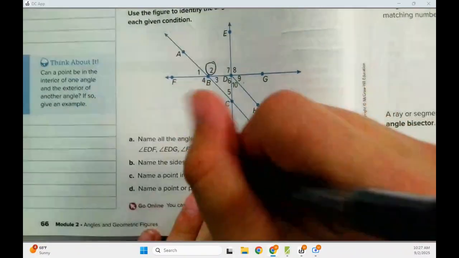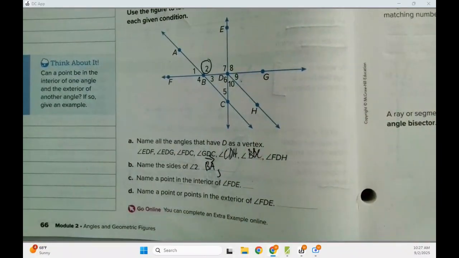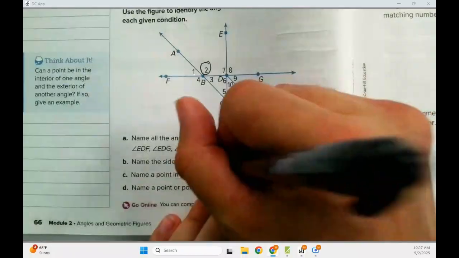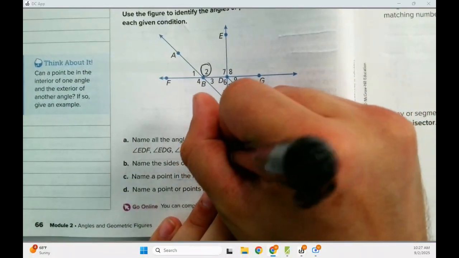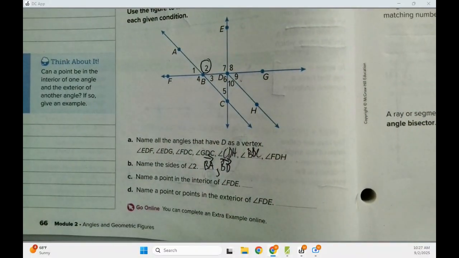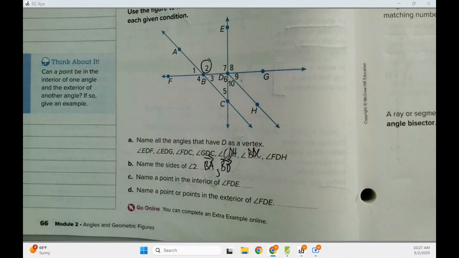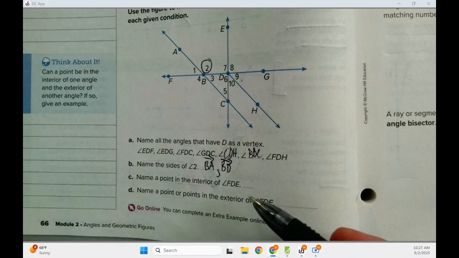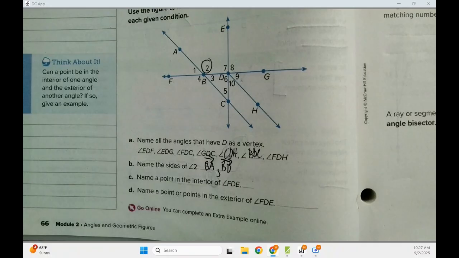So we have BA, and what's the other one we could put? BD. Yeah. We could also say BG, because G is on that same path too. We could go with that, but just keeping it simple, we could just do BD. I don't want to move too fast. What questions do you guys have about parts A and B?